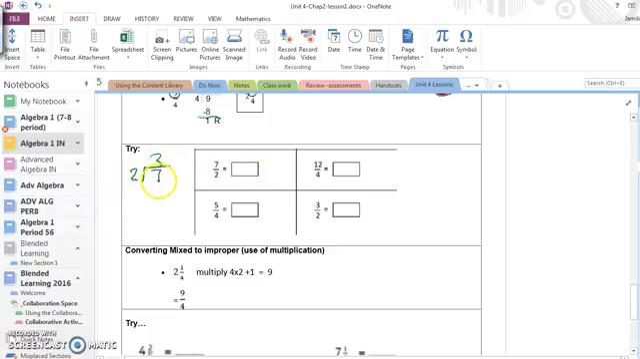So 3 times 2 is 6. So subtract. 7 minus 6 is 1. This is my remainder. So my remainder of 1 will go over my denominator of 2. 3 1/2. So I have 3 whole pieces and half of another piece.